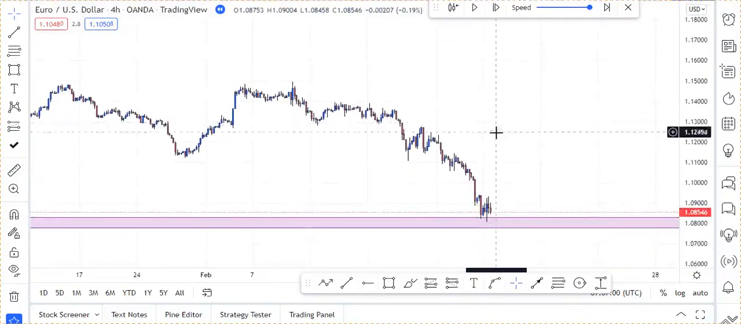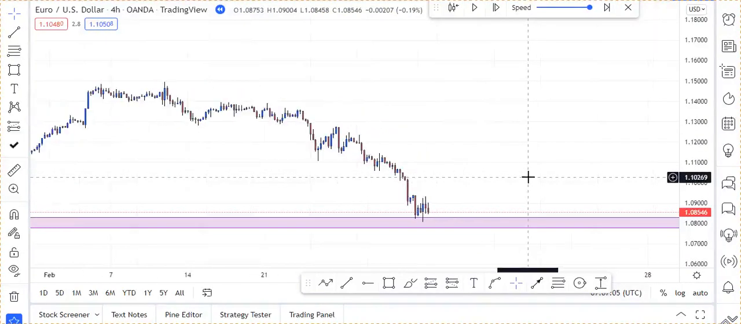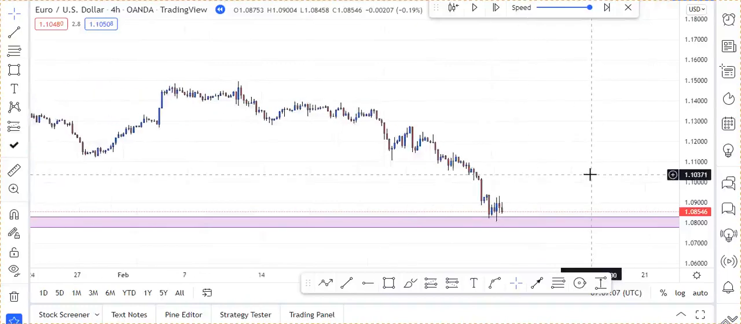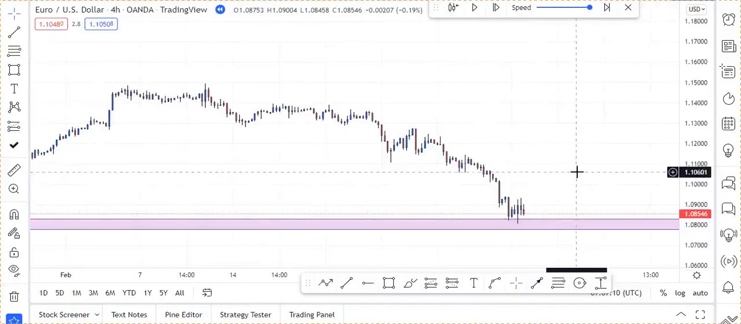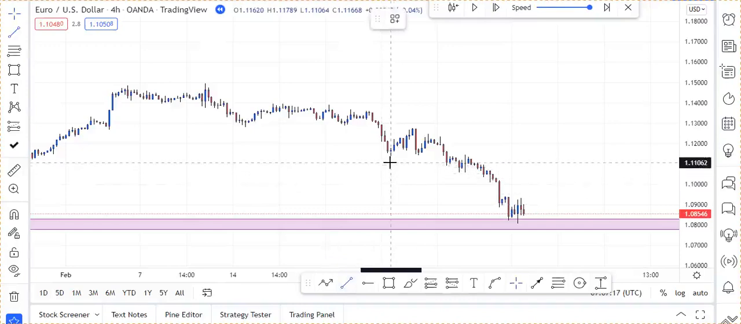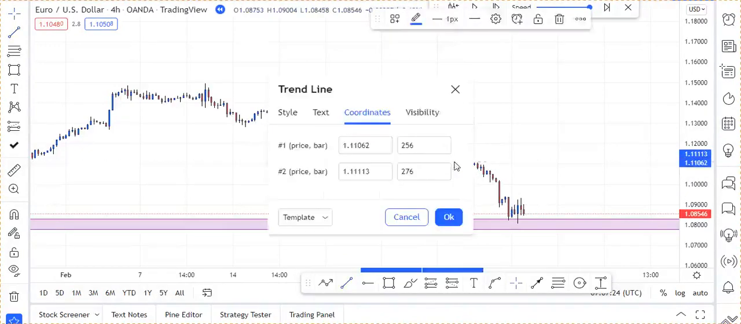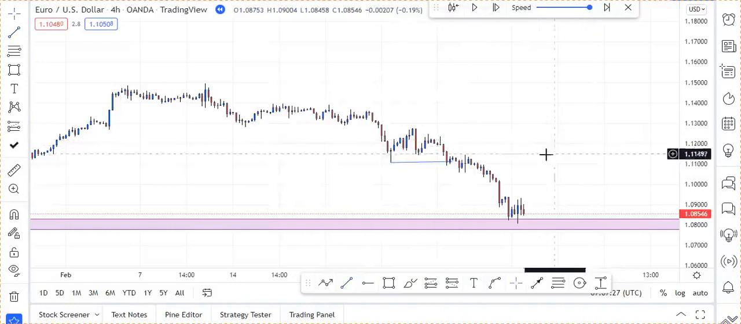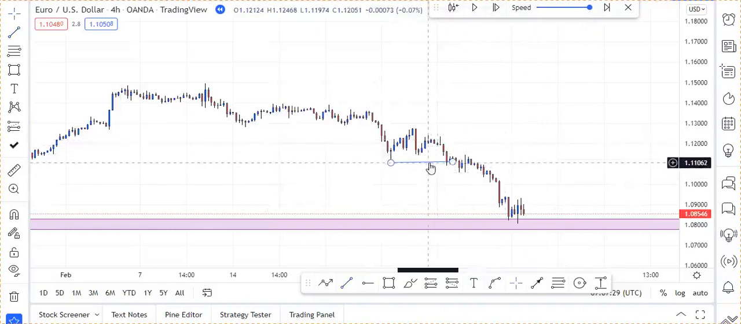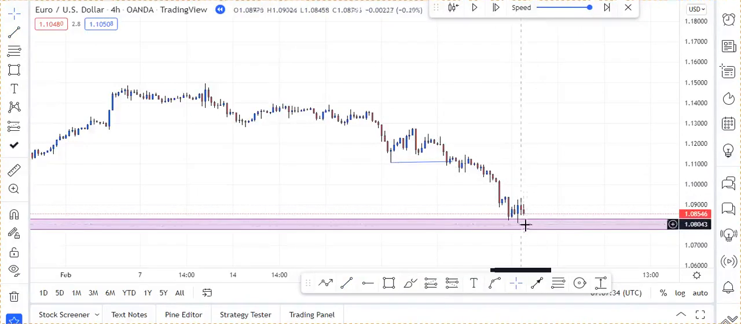Now on the 4 hour, let's zoom out again. You can see that price broke structure here. We can get more details from here. Price broke structure on the 4 hour. Can you see that price broke structure there? And it dropped into this higher time frame OB.